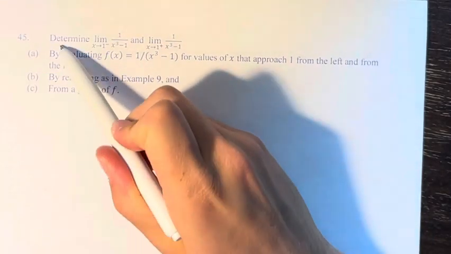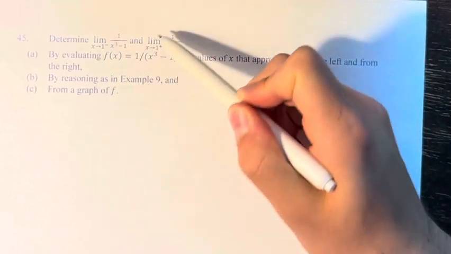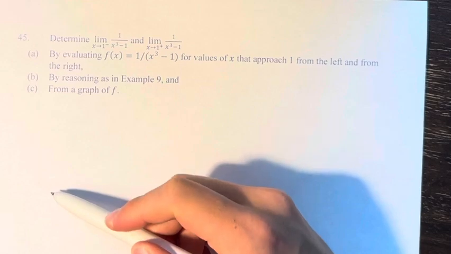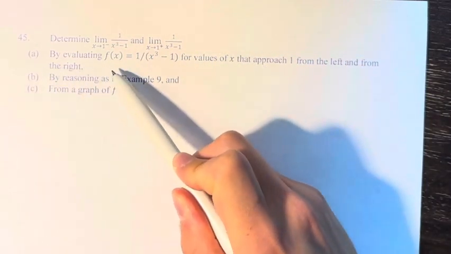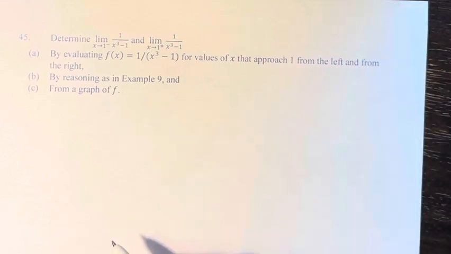In this problem, we're asked to determine the limit as x approaches 1 from the left of 1 over x cubed minus 1, and the limit as x approaches 1 from the right. First, we're asked to do this by evaluating the function for values of x that approach 1 from the left and from the right.